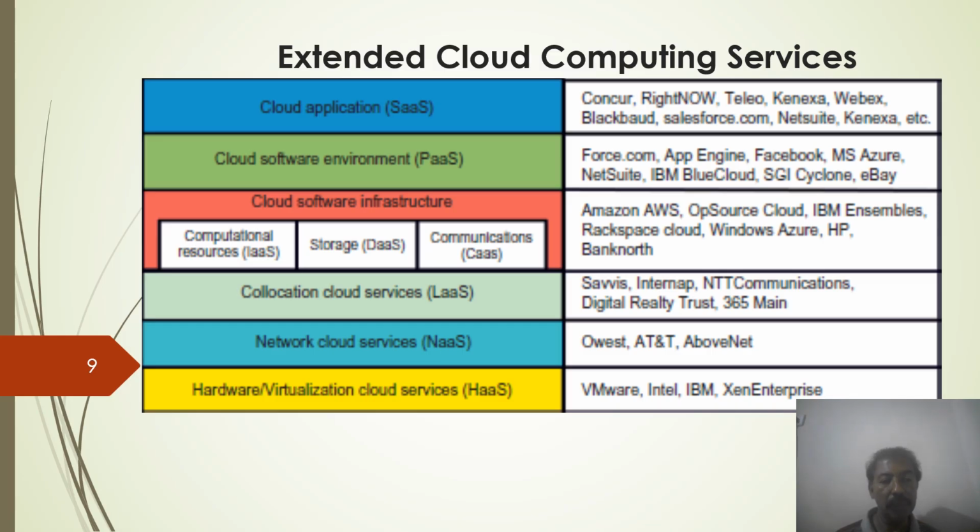First, for applications we are using VELTECH. Then for the cloud software environment, we use Force.com or App Engine or Azure. Then for cloud software infrastructure purposes, we use Amazon AWS or Azure. So many examples will be there. You go through that. Then for collocation cloud service we use, I think, NTT Communications or Terremark. Then next, network cloud services, NaaS, then AT&T. Then for physical hardware processors, VMware or Sun Enterprise we use.